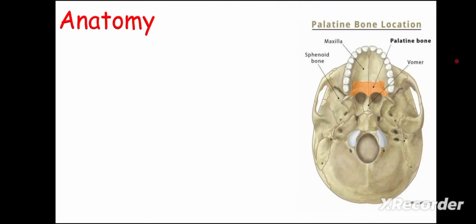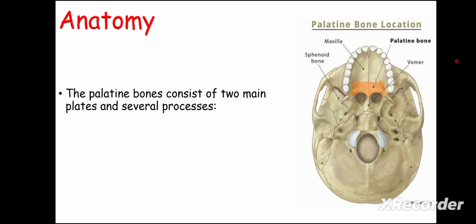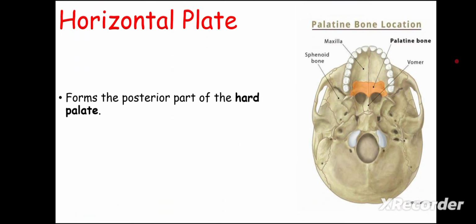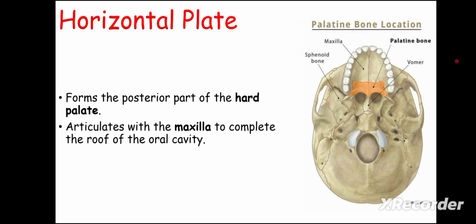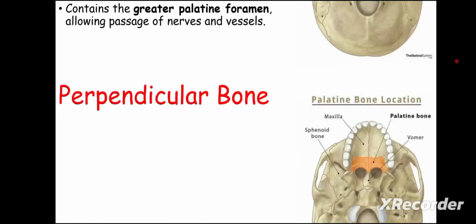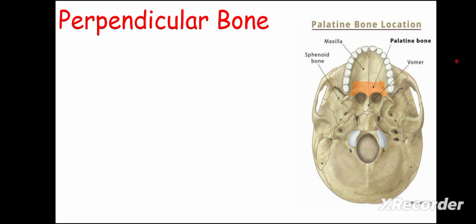Let's talk about the anatomy of palatine bone. Palatine bone consists of two main plates and several processes. These plates are horizontal plate and perpendicular plate, and it also has several processes. Now we will talk about them one by one. First we will talk about horizontal plate of palatine bone. Horizontal plate of palatine bone forms the posterior part of the hard palate. It articulates with the maxilla to complete the roof of the oral cavity, and it contains the greater palatine foramina that allow the passage of nerve and vessel, and it also contains the lesser palatine foramina that also allow the passage of nerve and vessel.